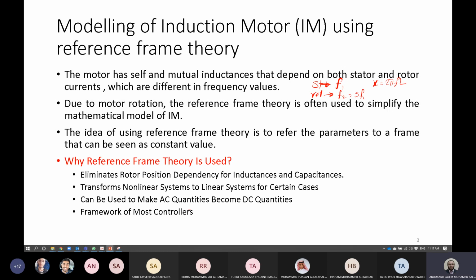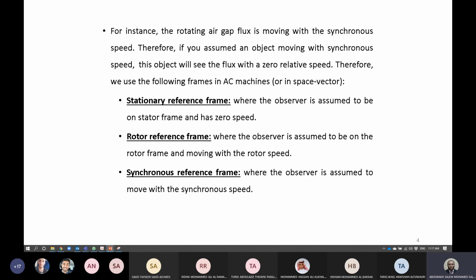So let's make some simplification to understand the meaning of reference frame theory. For instance, the rotating air gap flux is moving with the synchronous speed. You know, we have rotating flux in the air gap. This rotating flux is moving with synchronous speed. Therefore, if you assume an object moving with the synchronous speed, this object will see the flux with a zero relative speed. Is it clear? Is this point clear?